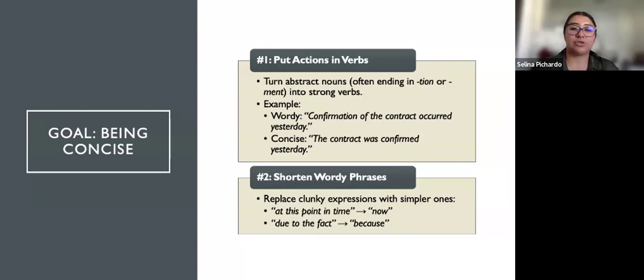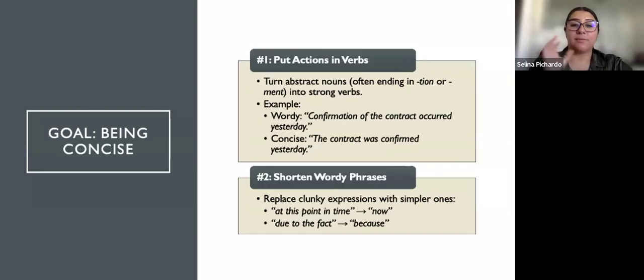This is where you turn very abstract nouns into very strong verbs, very action oriented writing. An example I gave was, "Confirmation of the contract occurred yesterday." A concise, simpler way to write that is, "The contract was confirmed yesterday." It's just a small tweak. It reduces some of the verbiage, but you're still getting the point across.